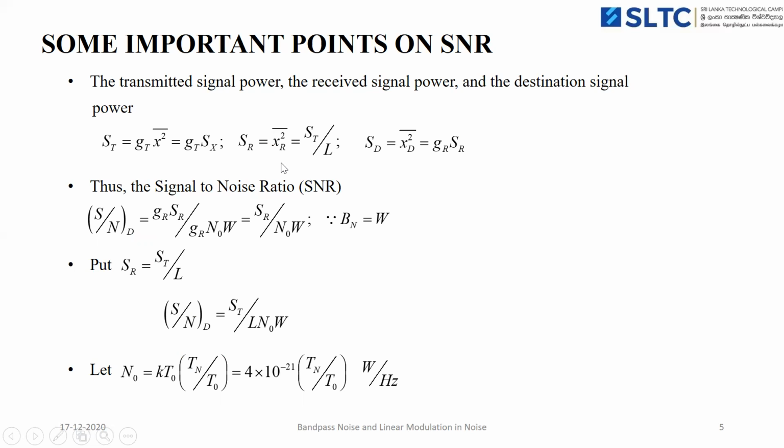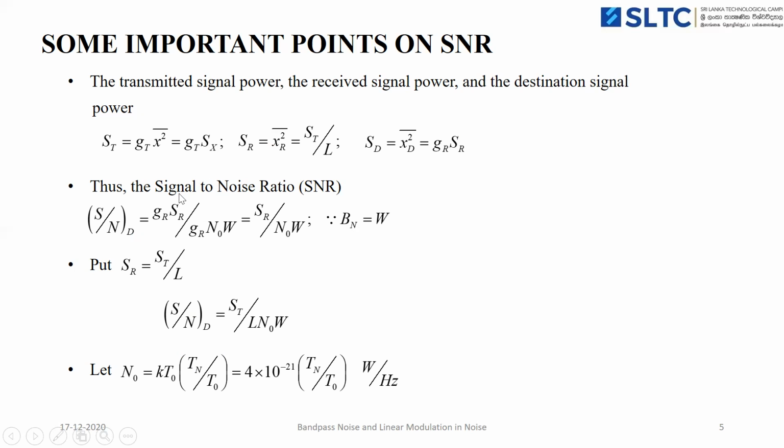And SD is the destination signal power. The difference between SR and SD is that the SR power is measured after the signal comes out from the bandpass filter, whereas the SD power is measured after the signal comes from the low pass filter, because the receiver has both the bandpass filter and the low pass filter. Therefore, SD equals XD squared bar, which is equal to GR into SR.